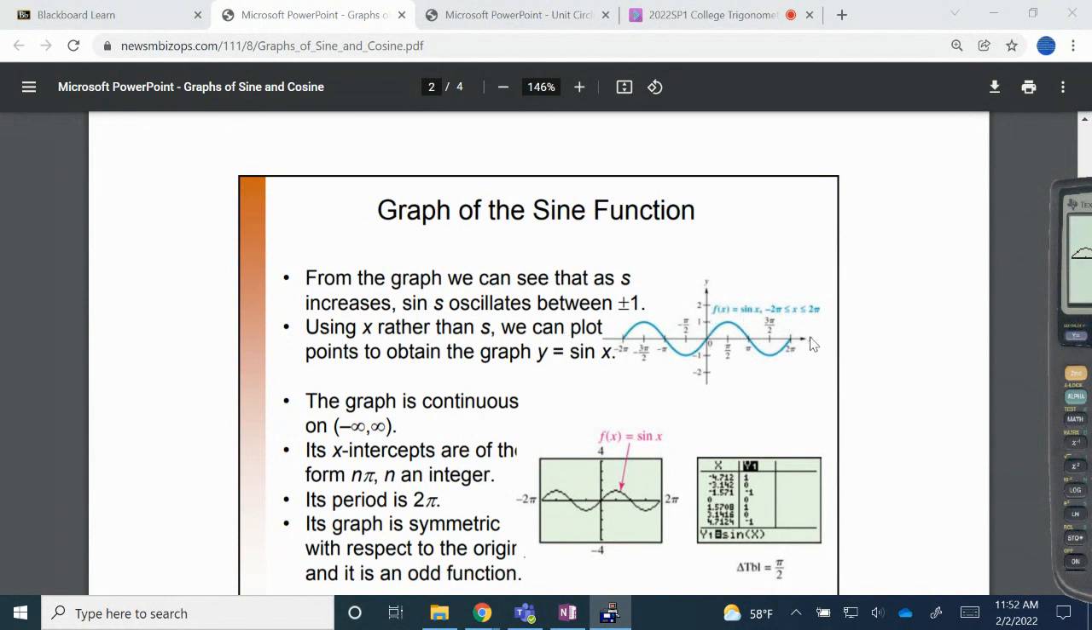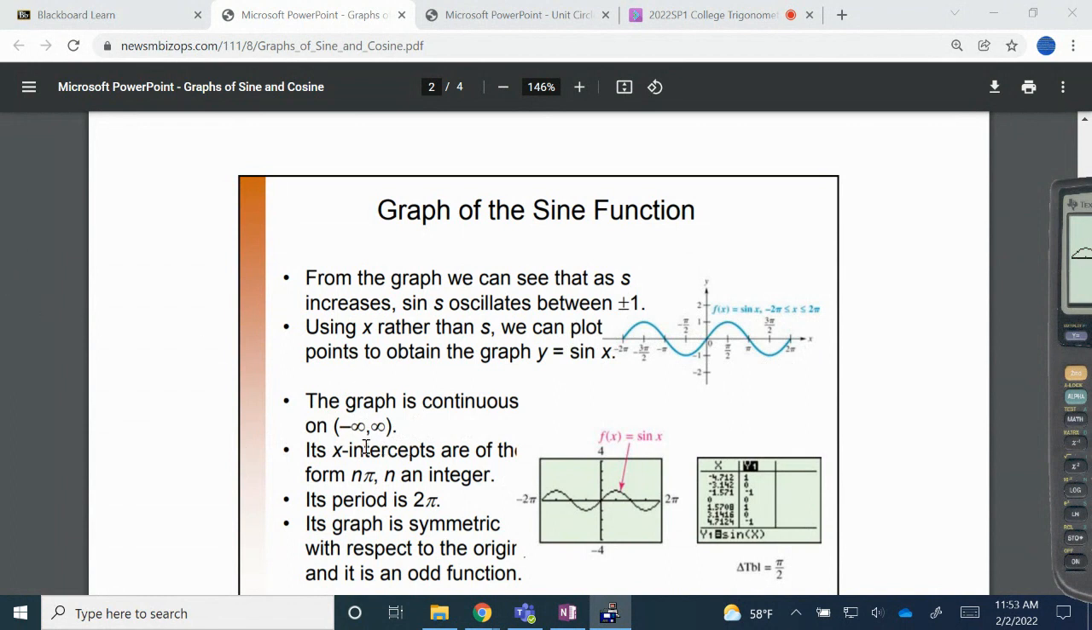All right, it's kind of oscillating or going in between those two values. The graph is continuous on the interval from -infinity to +infinity. So the definition of continuous means that you can place your pencil on the graph and you can trace the entire graph without removing your pencil from the paper. All right, so this graph is continuous.